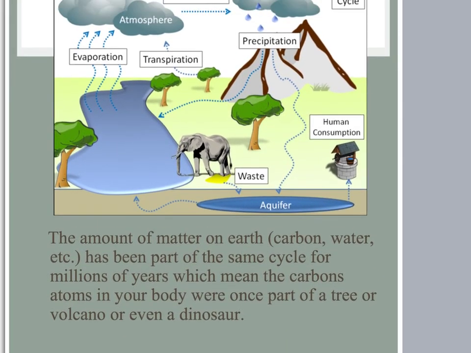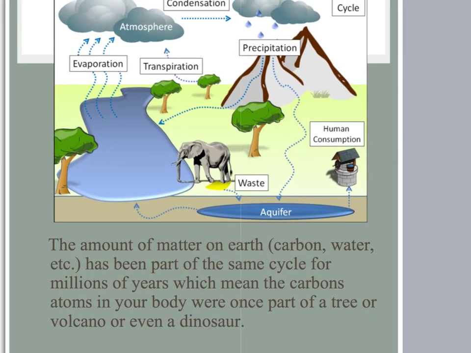Now, what's kind of interesting is that anything that's here on Earth, whether it's water or carbon, which is an element, has been here for millions of years, actually since the dinosaurs. So we have carbon atoms in our body. We breathe in carbon atoms. They were probably once a part of a tree or even a dinosaur. Pretty crazy. This picture here shows the water cycle. You will be responsible for knowing that. We'll practice that. But any of the water now is the same water that's always been. It's really crazy.